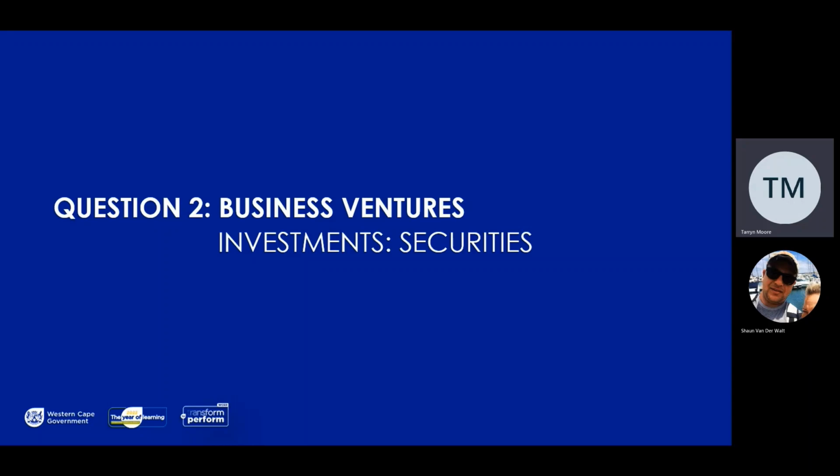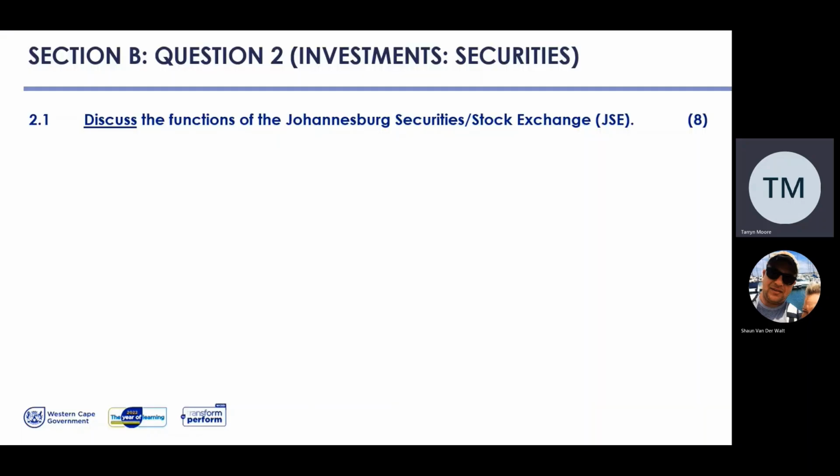We have business investments as securities, and we have business investments as insurance. We are dealing with the securities, the investment side of things, the money. Now, when we look at question 2, when we deal with securities, grade 12s, I cannot stress this enough. This is the most important question that comes up in every single paper. Is the functions of the JSE.